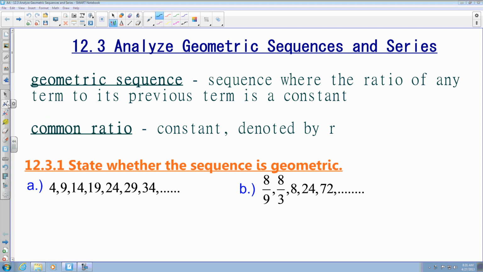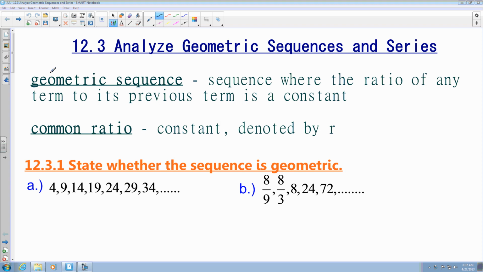All right, we are in section 12.3, where we get to now analyze geometric series and sequences. So in section 12.2, we talked about arithmetic sequences and series. Arithmetic sequences and series we talked about was when we had a common difference where we could add or subtract the pattern to create the nth term for each of those sequences and series.